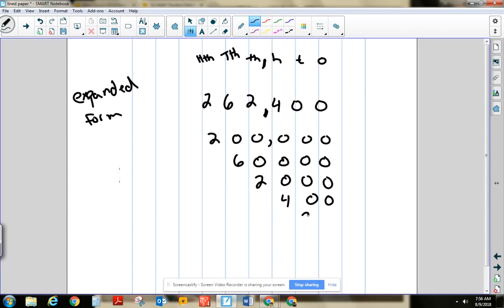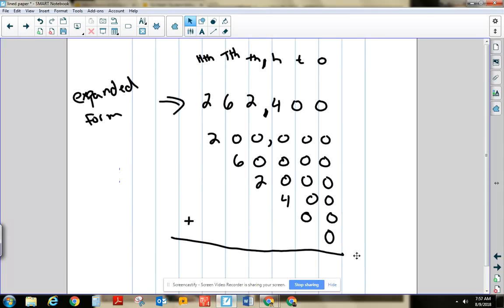And then I will hold the spot for the tens, and I will hold the spot for the ones. And we add this together. This right here is the expanded form. 200,000 plus 60,000 plus 2,000 plus 400 plus 0 equals our number. So we can just add down through the columns.